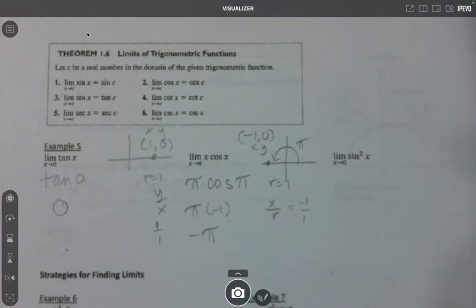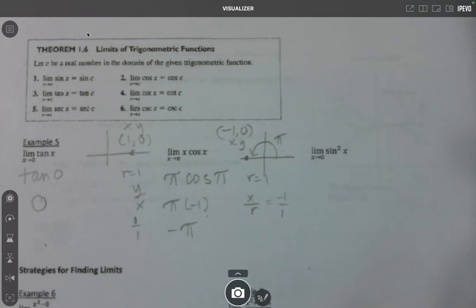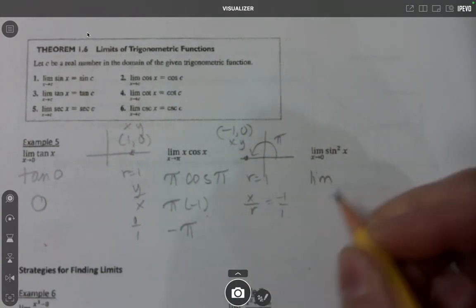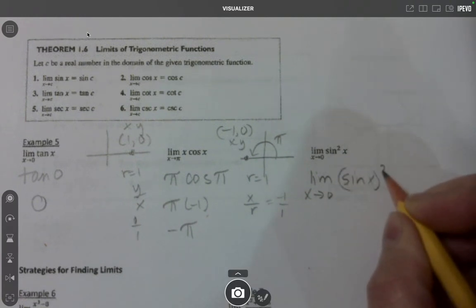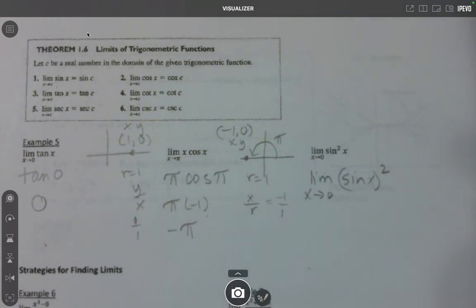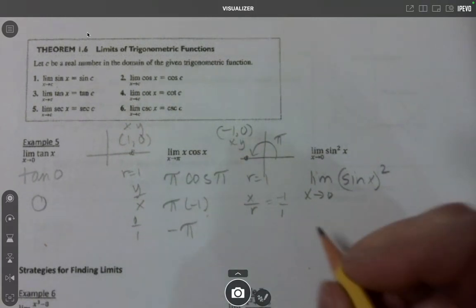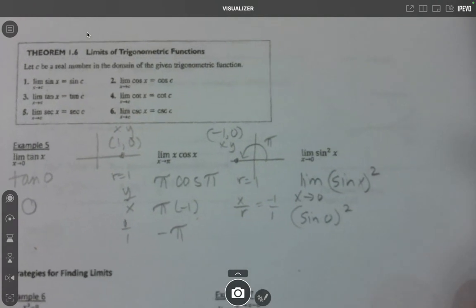Last one, I've got the limit as x approaches 0 of sine squared x. So that means we're looking at a limit as x approaches 0 of sine x quantity squared, right? That's what that means. And I think sometimes people confuse those. So I need to go ahead and substitute. I want to find the sine of 0 and then square it.